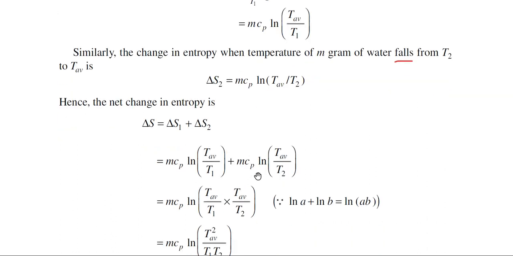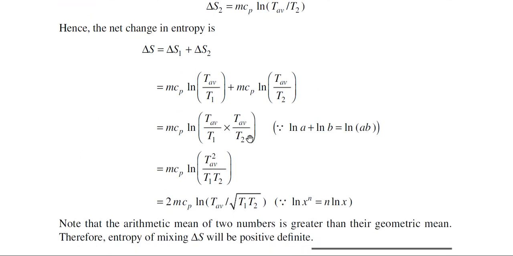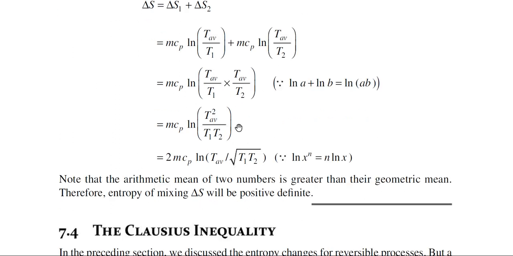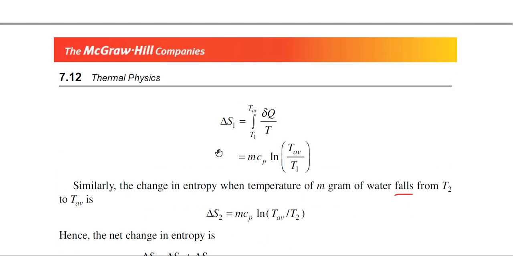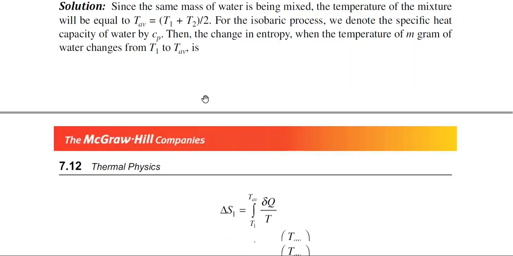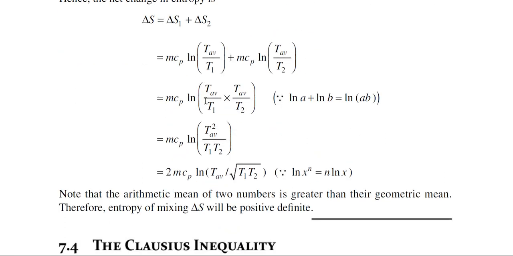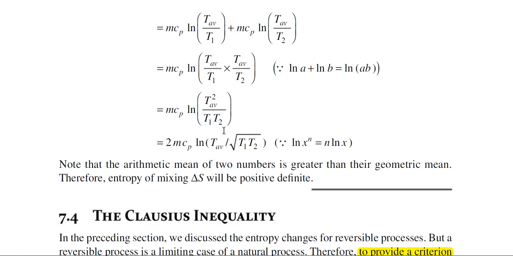So you have to add them, and after adding you see that mCp is common in these two expressions, so you can take it out. Then ln A plus ln B is equal to ln A into B, and you know that ln A into B here is T average square by T1 T2. T average is given as T1 plus T2 by 2, so you can also leave this expression in terms of T average. So this is T average square by T1 T2.